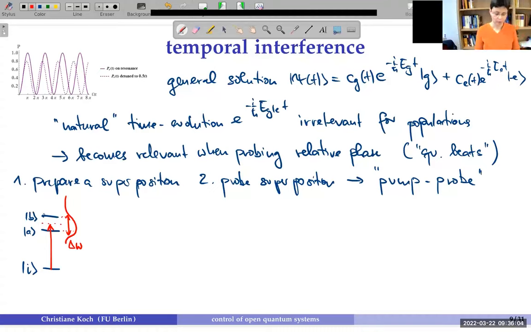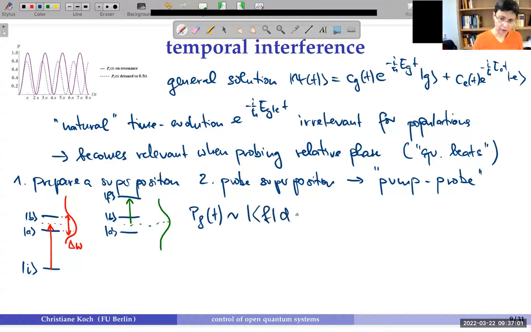We can think of other preparation methods as well. So you could think in a two-level system of a so-called Hadamard gate that prepares out of the ground state a superposition. And then we can, in a second step, probe our coherent superposition, for example, in this setting in a similar way, where we go to some final state. And then the population in the state F into which we probe depends on the time.